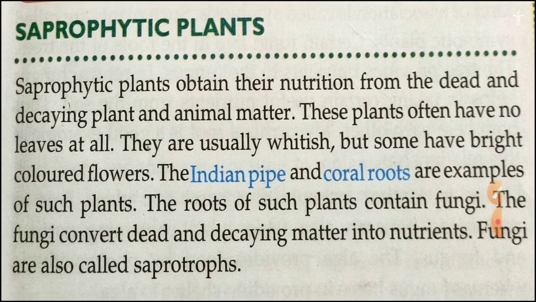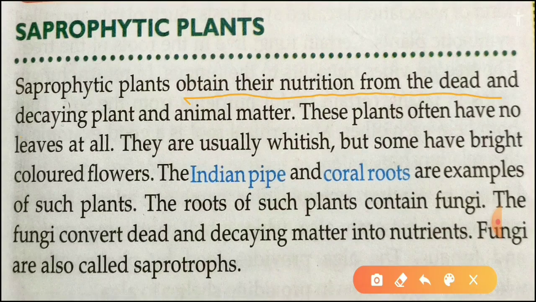Now the next topic is saprophytic plants. In the saprophytic plants, they obtain their nutrients from dead and decaying matter. Keep in mind, parasites are partially or completely dependent on other plants, while saprophytic plants obtain their nutrients from dead and decaying plants, or we can say animal matter.